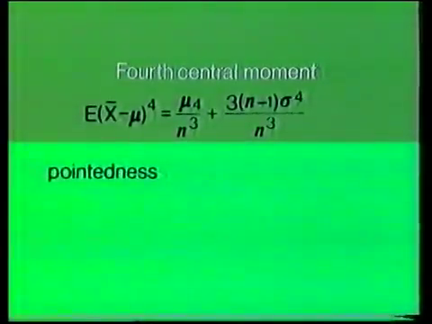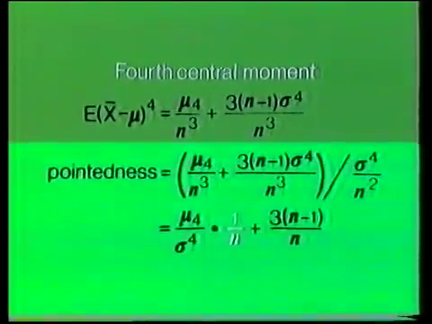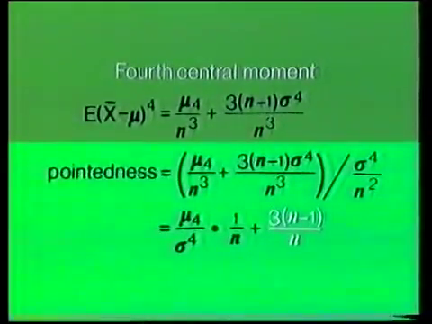But what about pointedness 3? To get the pointedness, we divide the fourth central moment by the fourth power of the standard deviation. And again, it's the standard deviation of the sampling distribution, sigma to the fourth over n squared. And you should be able to see it coming. When n gets large, the first term contains a factor 1 over n. So it gets very small. And in the second term, n minus 1 over n is practically 1. So the second term gets closer and closer to 3.